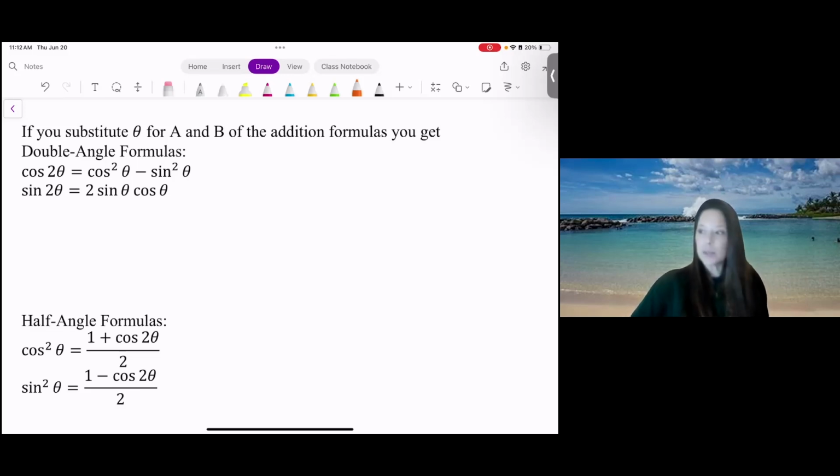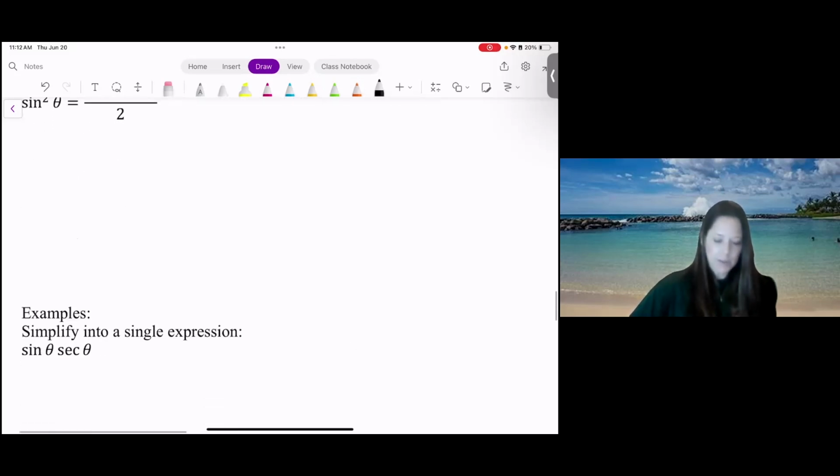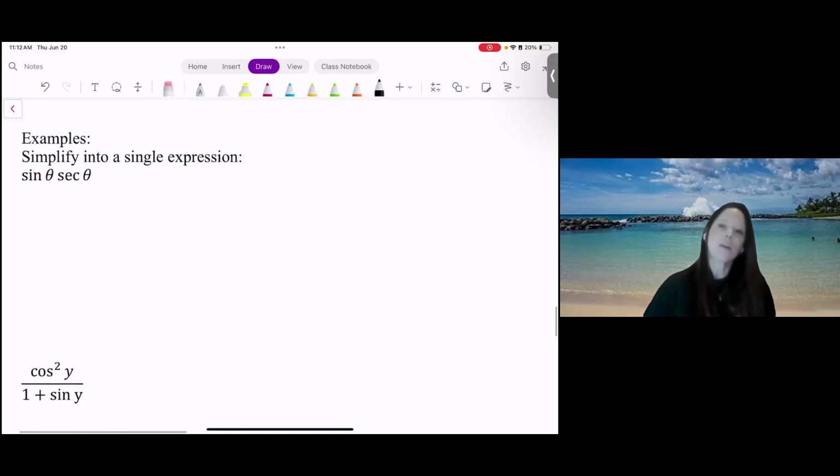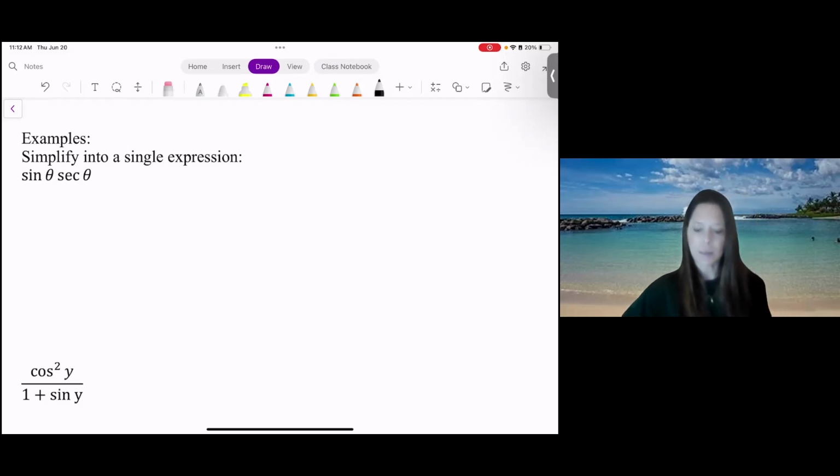Let's get into some examples of simplifying using these identities now. First, we're going to simplify expressions, and then we're going to prove a few identities. We're going to simplify this sine theta secant theta into a single expression. We're going to start off kind of basic.